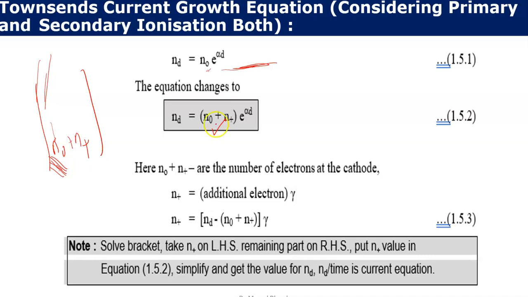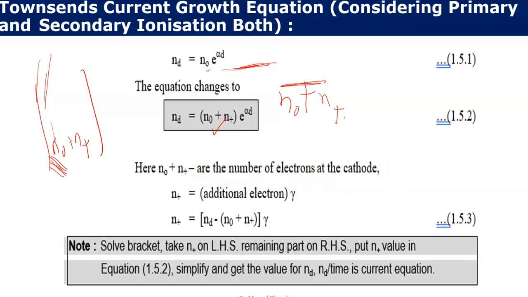So we have to just consider now that the initiating electrons are N0 plus N plus. This plus is a suffix: N0 plus N plus, where the addition is between them and the suffix means liberated by positive ion impact. So here N0 and N plus are the number of electrons at the cathode.